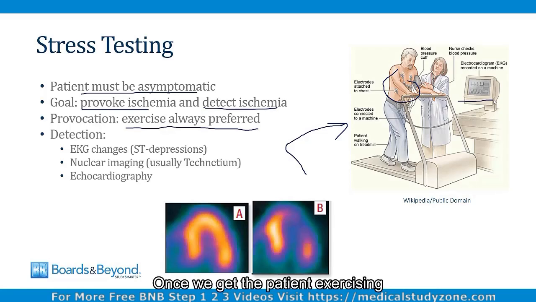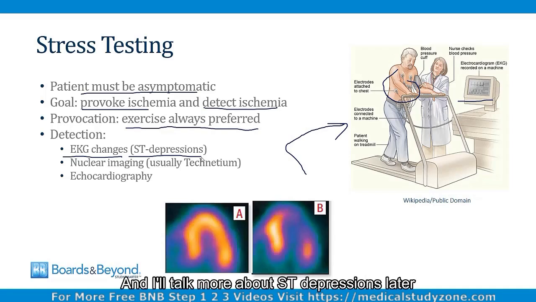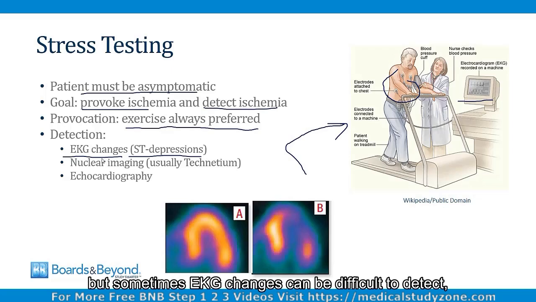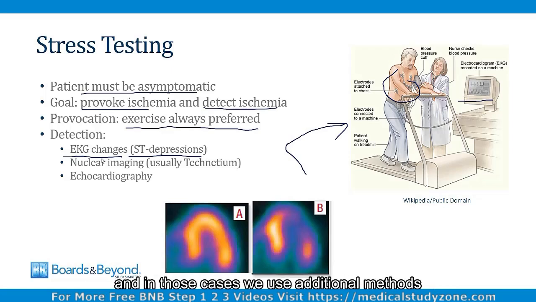Once we get the patient exercising and get their heart rate up, the way that we detect the ischemia is through one of a couple of methods. The most basic way is through the EKG. Patients who develop ischemia will develop ST depressions on the EKG. And I'll talk more about ST depressions later as a sign of ischemia when we talk about unstable angina. Now, we always monitor the EKG with exercise, but sometimes EKG changes can be difficult to detect, and in those cases, we use additional methods to detect ischemia.